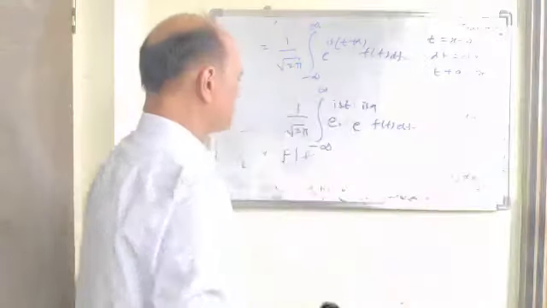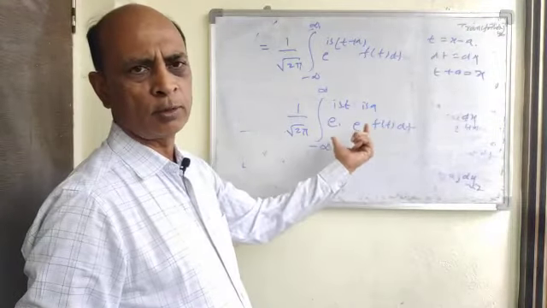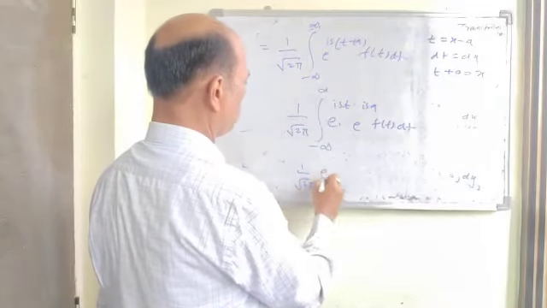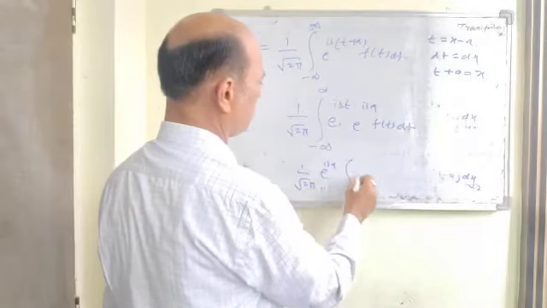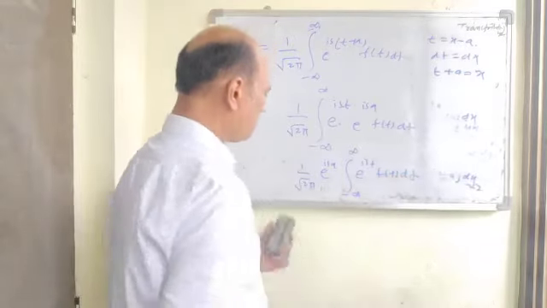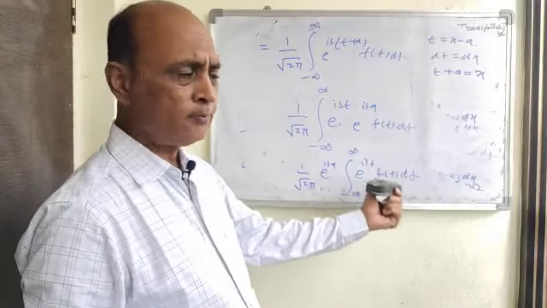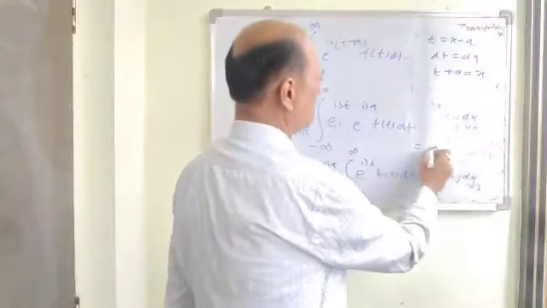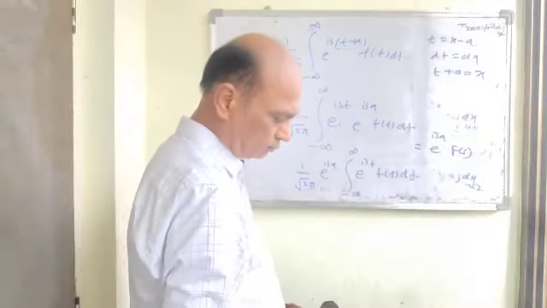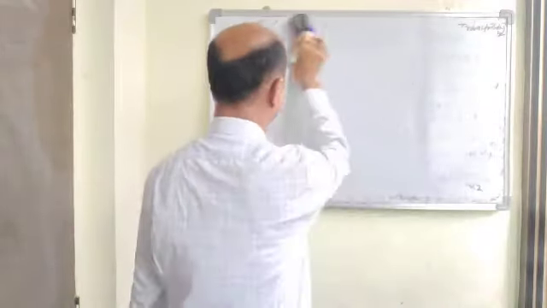So this is the integration with respect to t. It means this e to the power isa is constant, so this we can keep out of the integral. So that is 1 upon root 2 pi into e to the power isa integration from minus infinity to infinity e to the power ist f of t dt. Now 1 upon root 2 pi integration from minus infinity to infinity e to the power ist f of t, this is F of s, and so that is equal to e to the power isa F of s. So this is the shifting property.